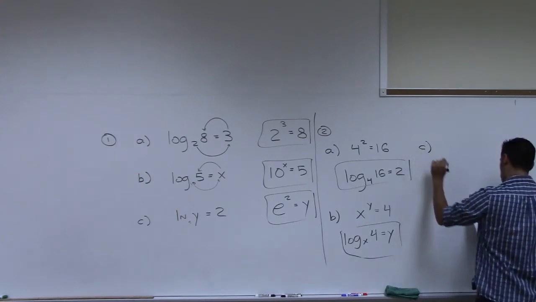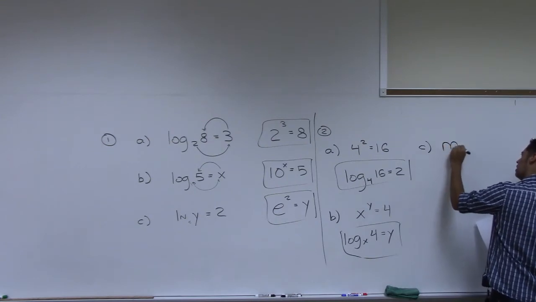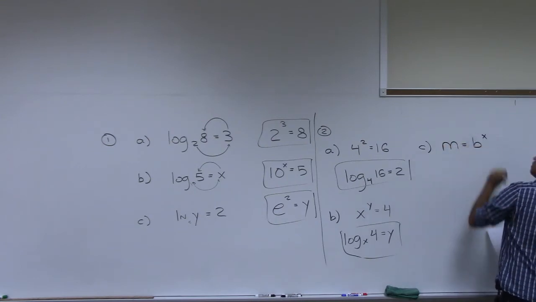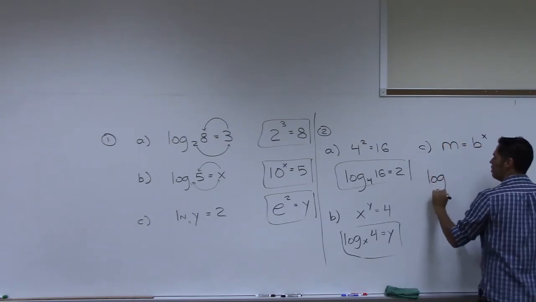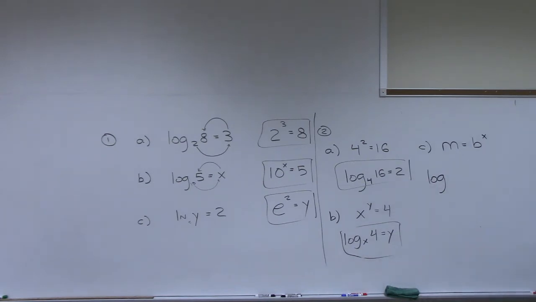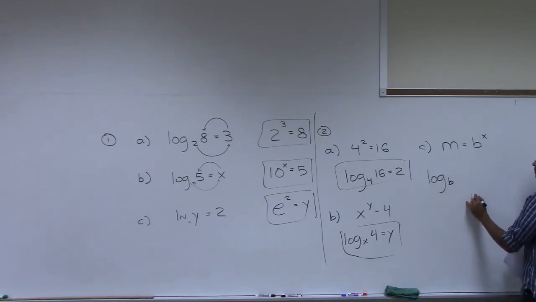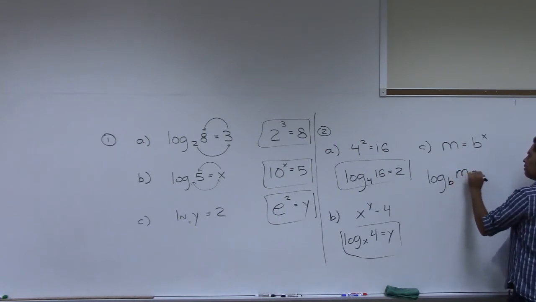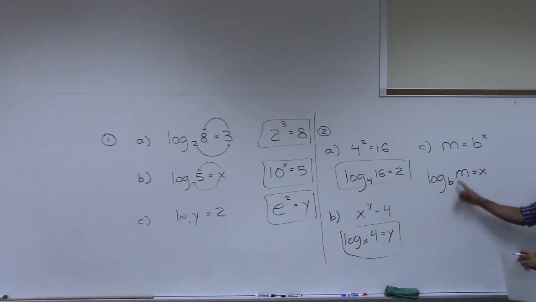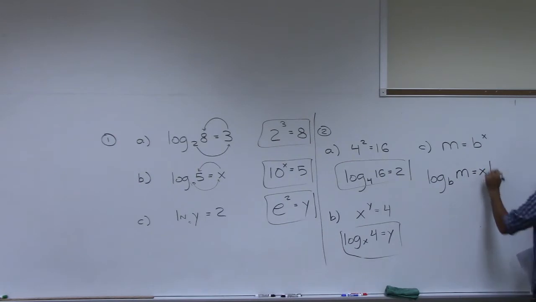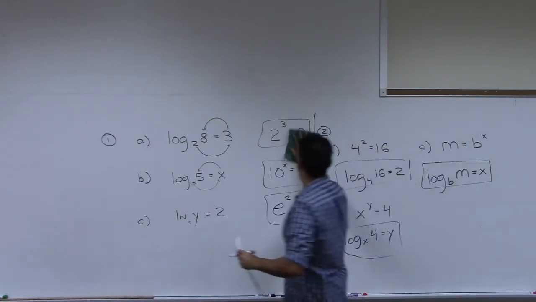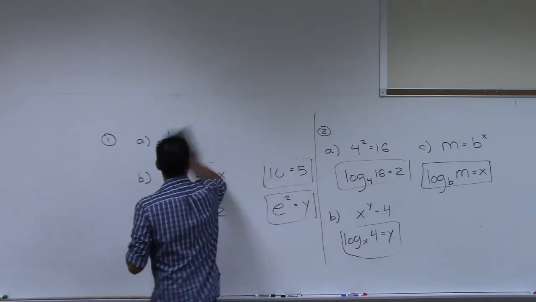So part C, we have m equals b to the x. So I'm going to rewrite this as log b, right? It's not always the letter that's on the left-hand side. It's the thing that's being raised to a power. So I'm going to write log base b, and then what? M equals x. And again, you can check with the loop that this does give you back the original expression. All right, number 1 and number 2 are done.